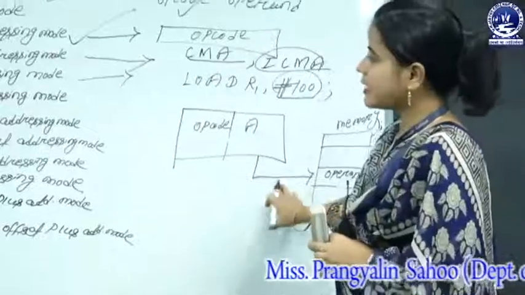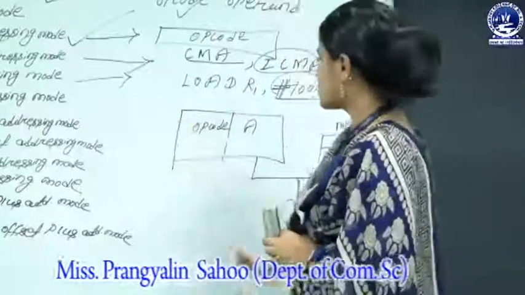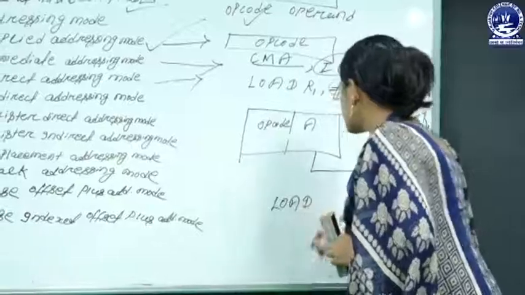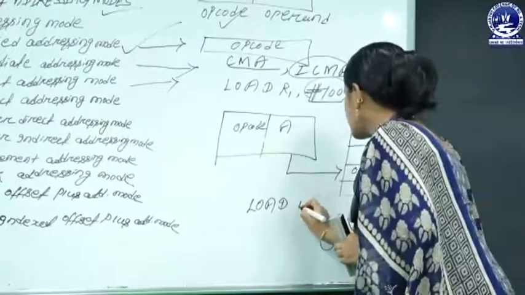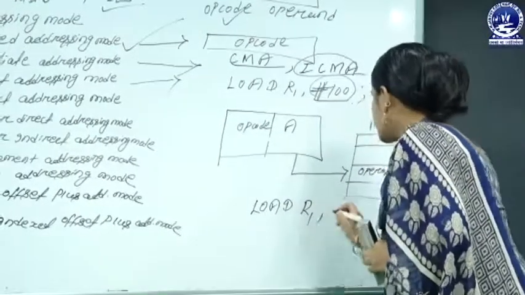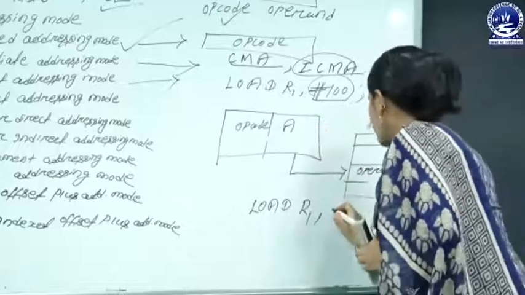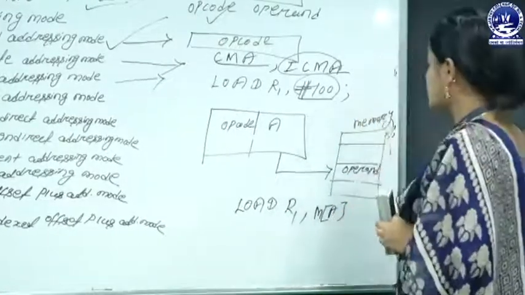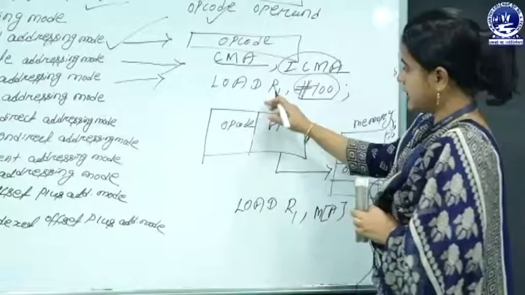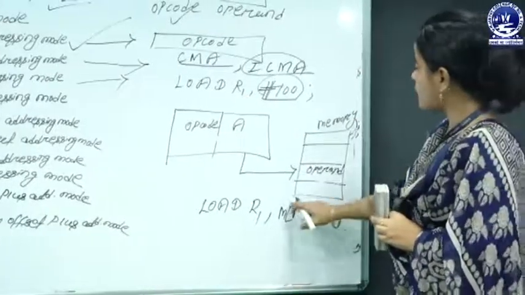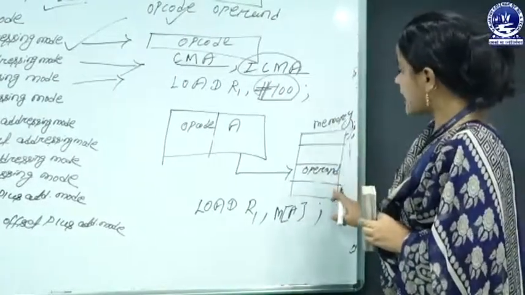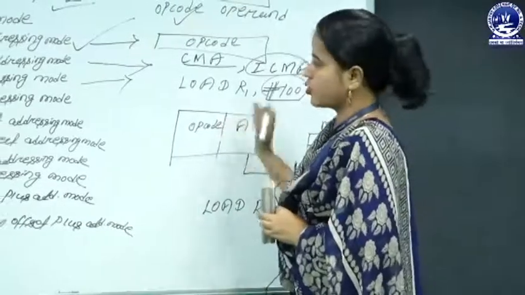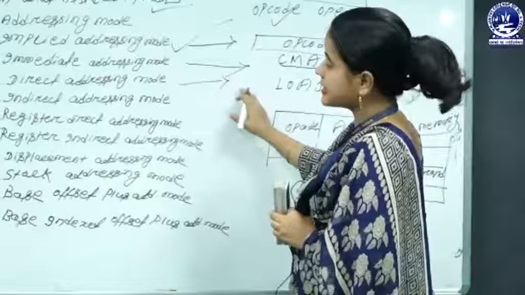To take an example of direct addressing mode, suppose we write a particular command, that's load, writing the register R1, after that writing another memory location, M of A. That means M of R1. So in direct addressing mode, the memory operand address value is directly accessed through the given opcode. That is called direct addressing mode.